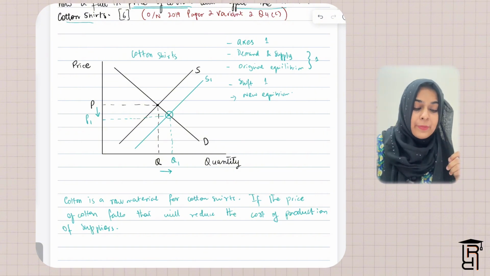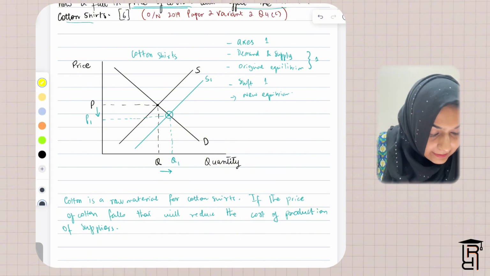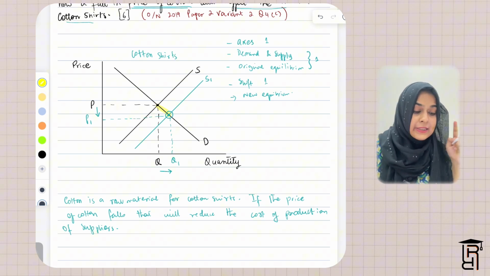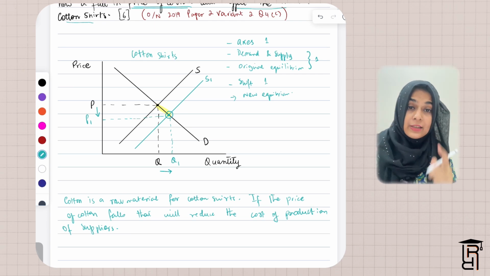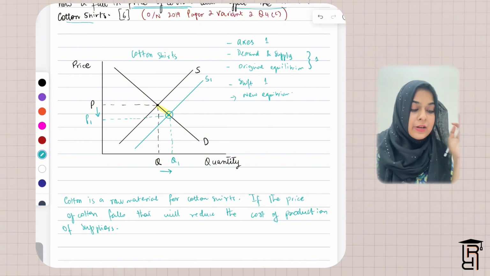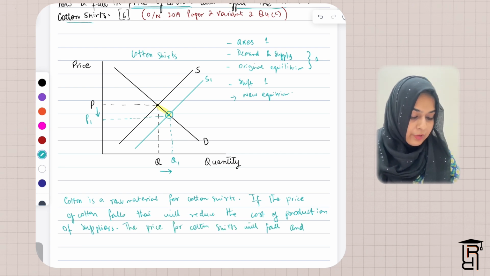What will happen is that the price will go down because the supply is increasing, and because of this there will be an extension in the demand curve. If you see, this here is the extension that is happening in the demand curve. Because the price is falling, the quantity demanded is rising. There's a shift in the supply curve, but the demand curve is extending here. So you will write that the price for cotton shirts will fall, and the quantity traded will increase.